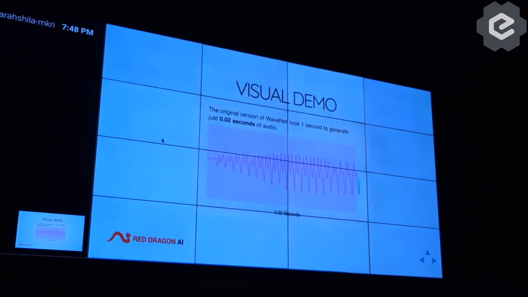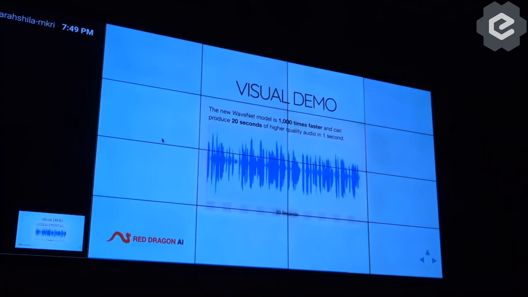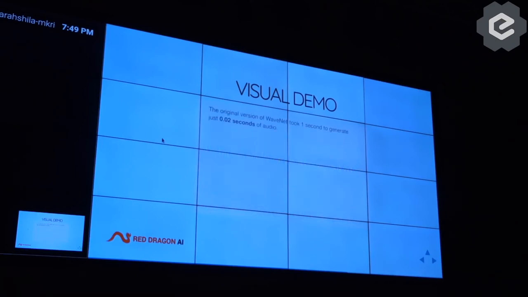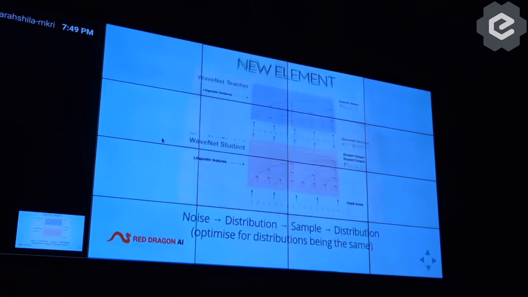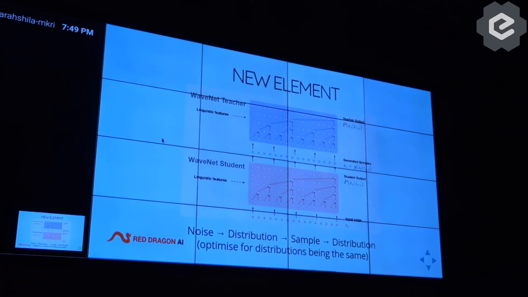So they've got this little animation. Basically, they've speeded it up. So instead of 0.2 seconds, they can produce a lot more. So suddenly it's now a commercially practical application, and they're doing it by having this teacher and student thing.